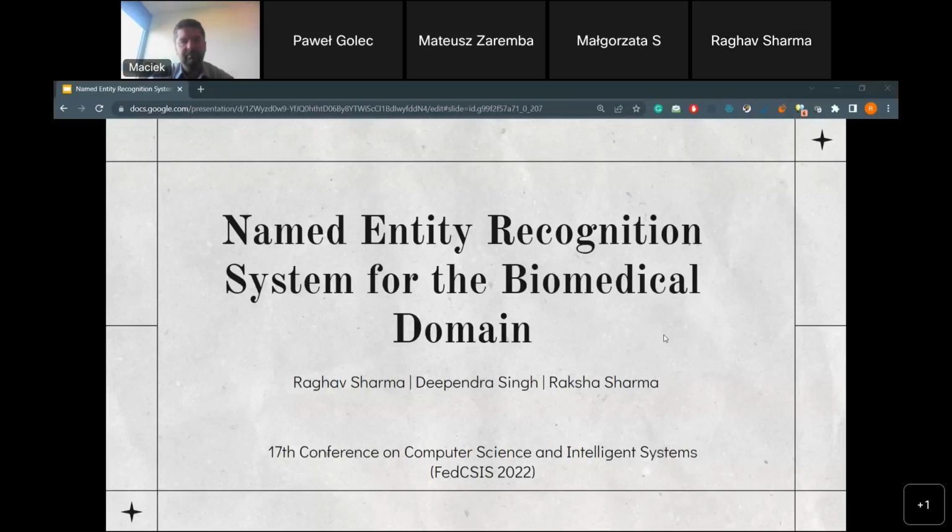My name is Raghav Sharma, and I'm present here to present in front of all of you this work on a named entity recognition system for the biomedical domain. This paper has been authored by myself, Mr. Deependra Singh, and Mrs. Raksha Sharma.